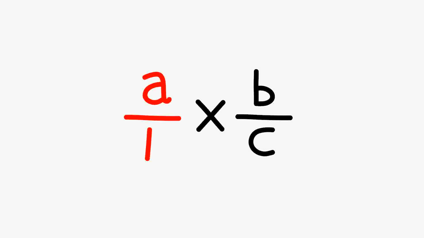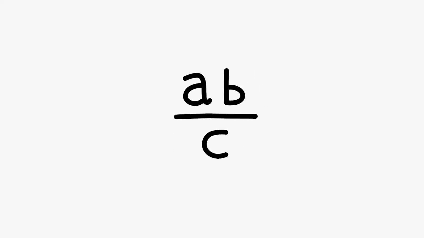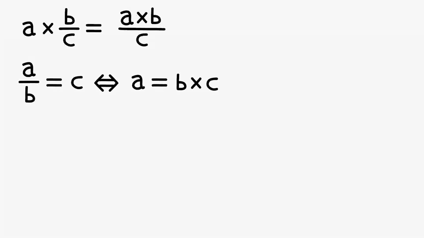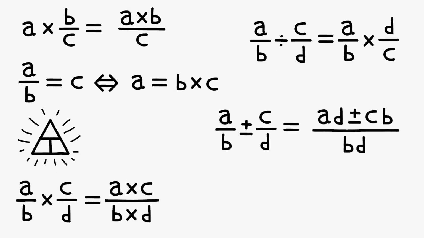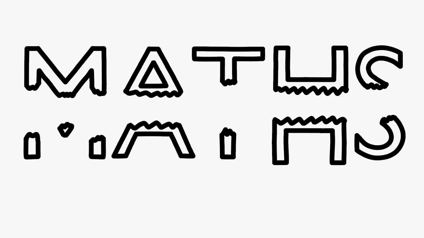A over 1 times B over C. Now that you know how to do multiplication from the last video, you just do the top by the top and the bottom by the bottom. A over 1 times B over C is equal to A times B over 1 times C, which is equal to AB over C. Now, using this information, and the information from the last video, and a little thing called commutativity, we can happily juggle around terms in a fraction without breaking maths itself.